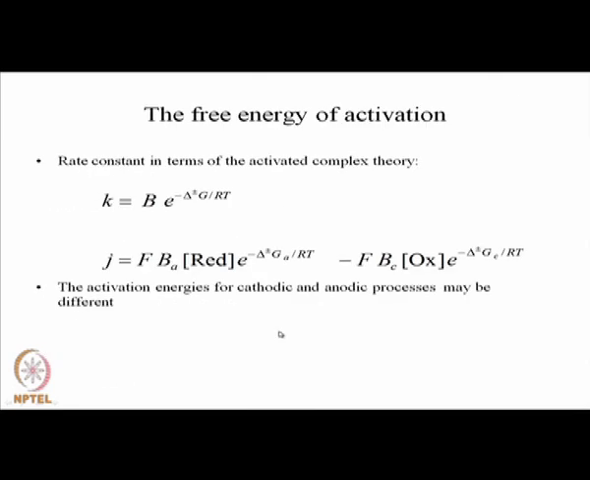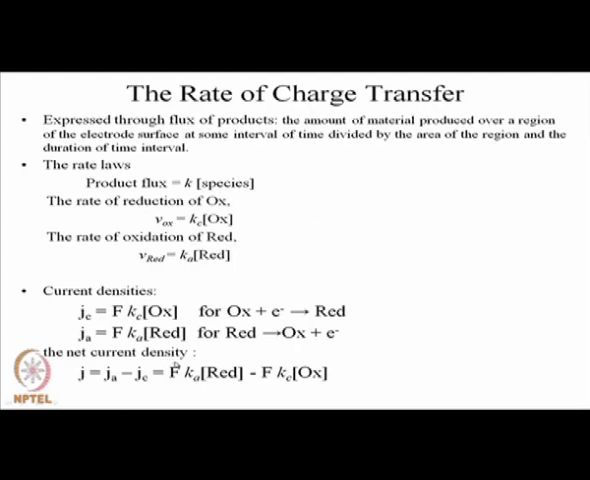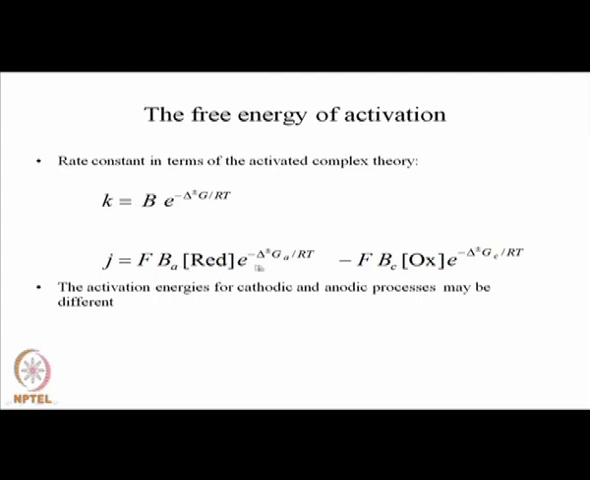Next is free energy of activation. From the activated complex theory, we can directly write that K is equal to B into e to the power minus delta G activation divided by RT, and the corresponding net current density J is F B A red into e to the power minus delta G A divided by RT minus this quantity. So, B is the pre-exponential factor. In terms of activation energy, we can write it in this way.